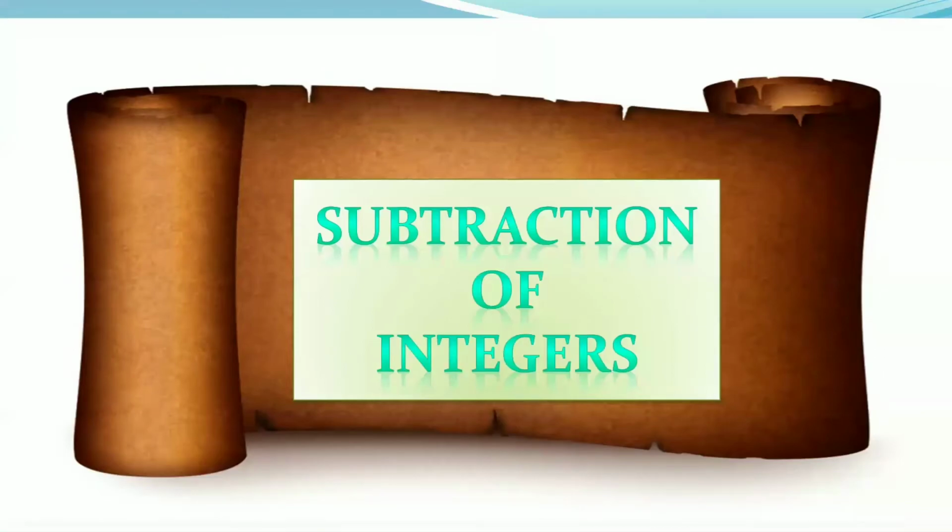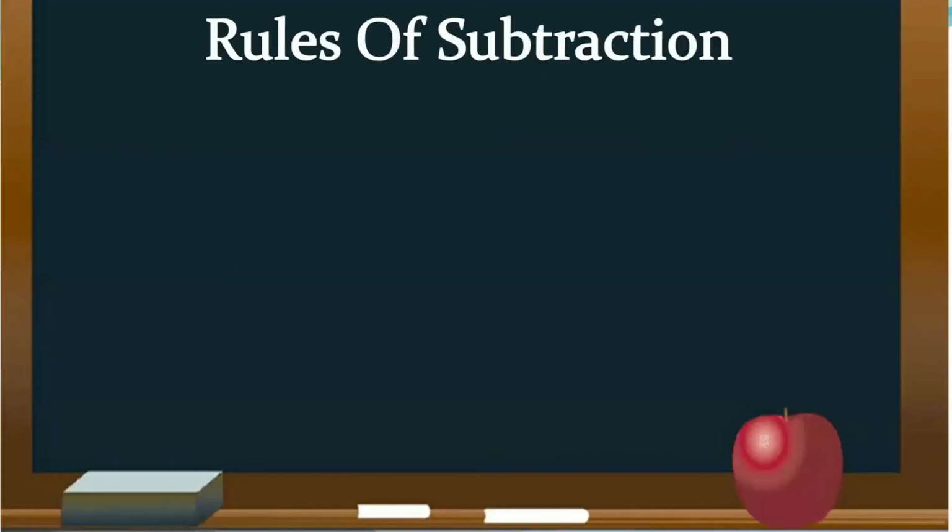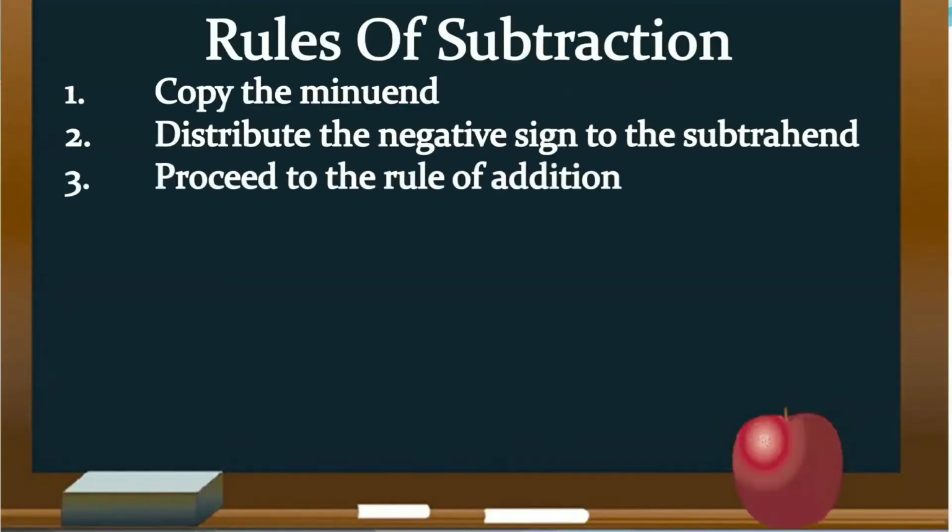Subtraction of integers. How do we subtract two integers? These are the simple steps to subtract two integers. The first step is copy the minuend. Step number 2, distribute the negative sign to the subtrahend. Step number 3, proceed to the rule of addition. So we will just stick with the rules to arrive at our answer in the subtraction process.